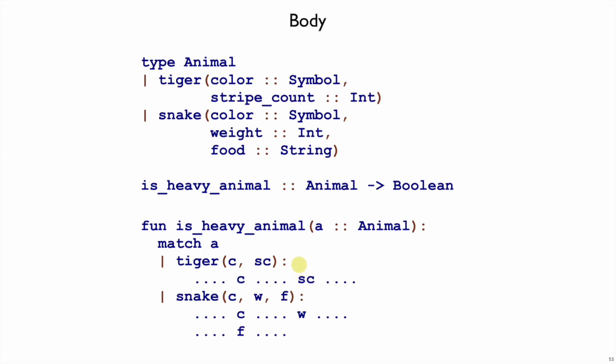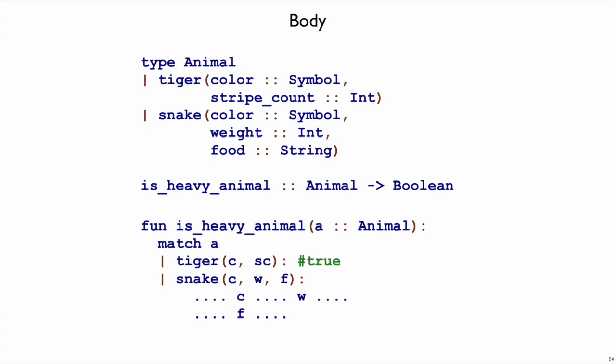Looking at our examples, which don't fit on the slide, for tigers, our examples show that it's always true, and for snakes, we work out that the key thing was whether the weight is greater than 10, so we finish up the function this way. And we run our tests as a last step, and of course they will pass. So again, what the template did, it gave us most of the function. It told us to use match to consider all the possible cases, and then we just had to work case by case in the different match cases corresponding to different examples to fill out the right answers.